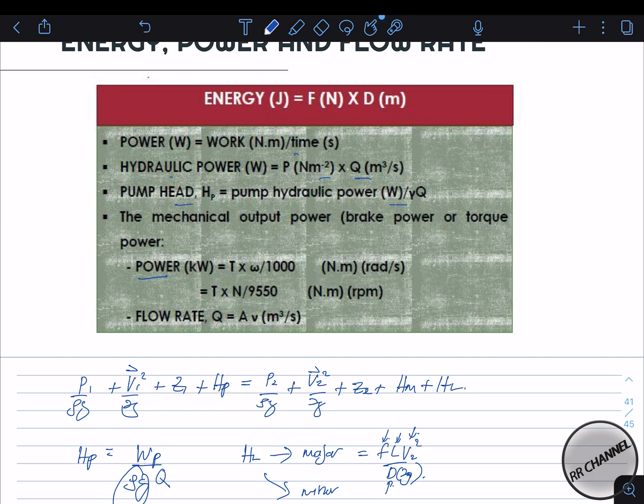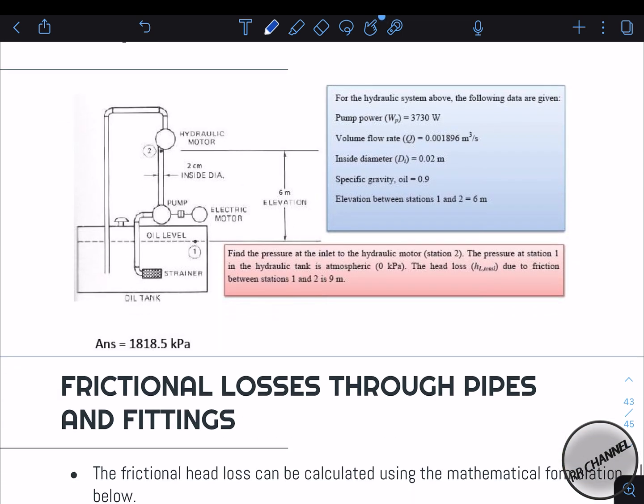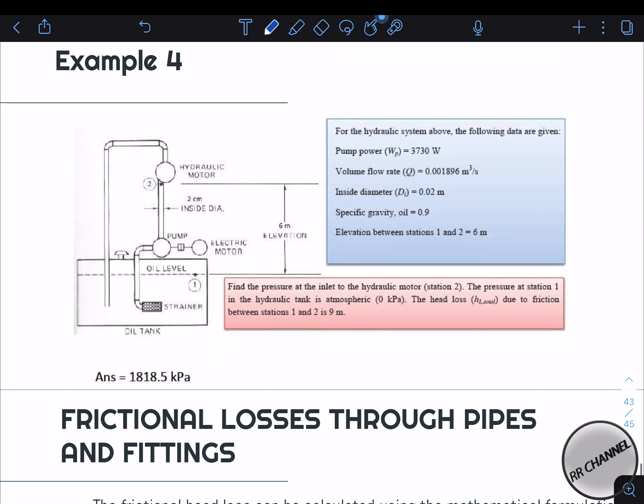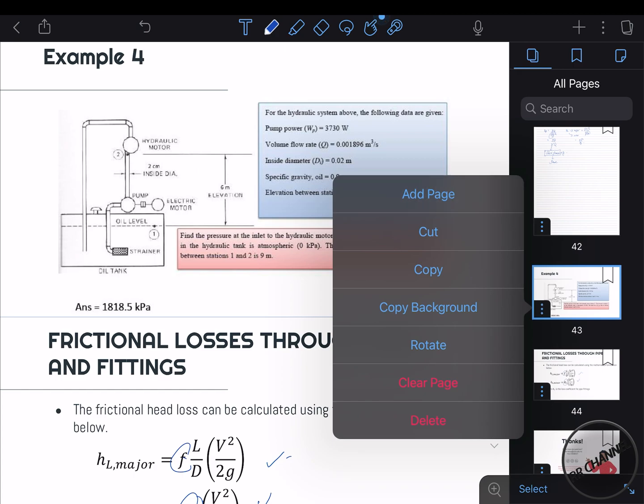And then another very useful formula is omega, which is 2 pi n over 60, where n is your RPM, rotations per minute. And then from the continuity equation, you can find Q equal to area times velocity. Okay, this is some theory behind the Bernoulli equation applied to hydraulic system analysis. So now we are focusing on this example of the hydraulic circuit analysis. Right, so I put a new page here.